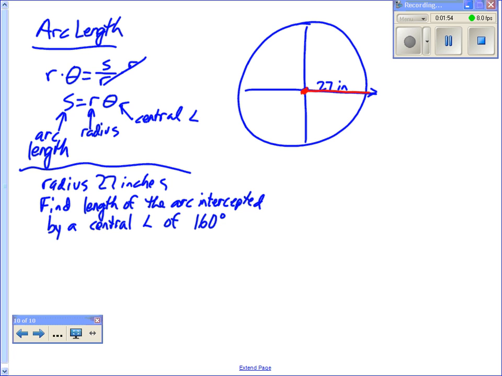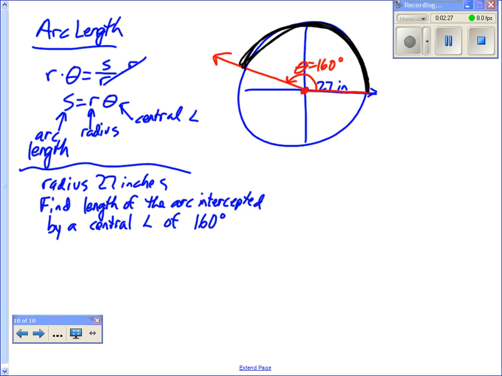So we take this thing and we rotate it 160 degrees. So our theta is 160 degrees. What would be our S, our arc length here? Sorry about that vacuum if you can hear that in the background. They're vacuuming my room right now. Anyways, S equals R times theta.